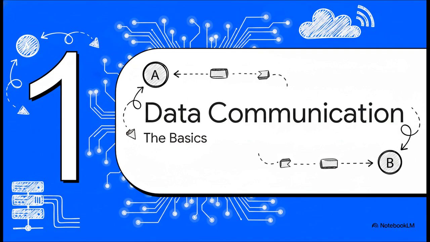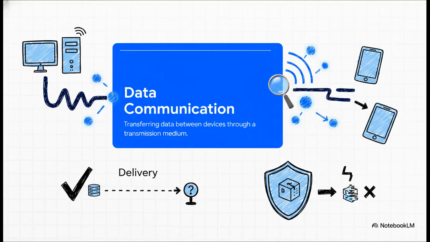All right, starting off with Section 1, the basics of data communication. At its core, data communication is simply the process of transferring data between devices through some kind of transmission medium, like a fiber optic cable or a wireless signal. But for this to actually work, two absolutely non-negotiable things have to happen. First up, delivery. The data has to hit the exact correct destination, not the server sitting next to it. And second, accuracy. It has to arrive completely unaltered. Because, as we know, a single dropped bit can corrupt a file or totally crash a stream.